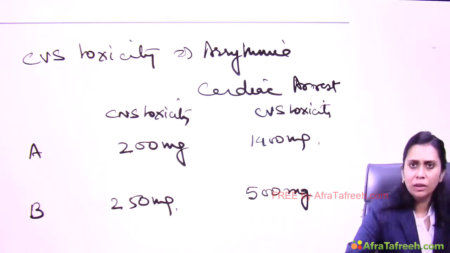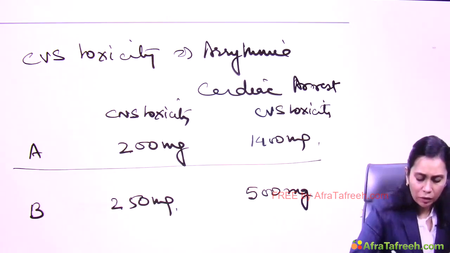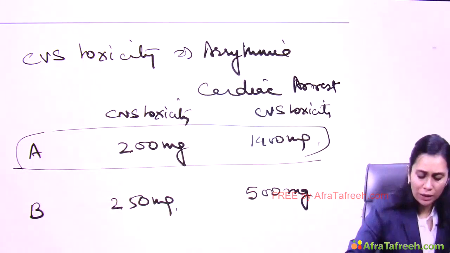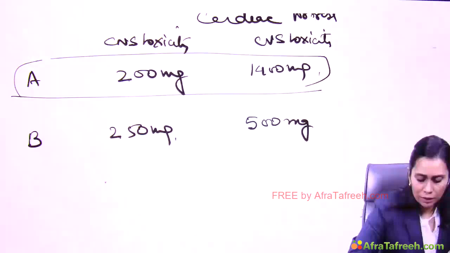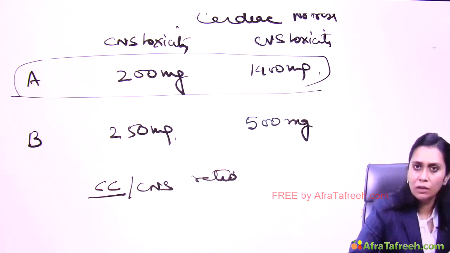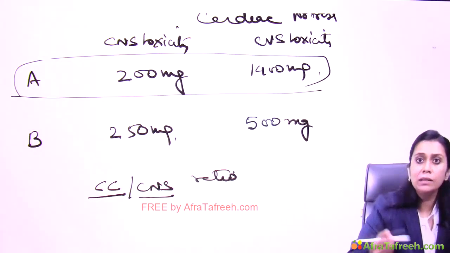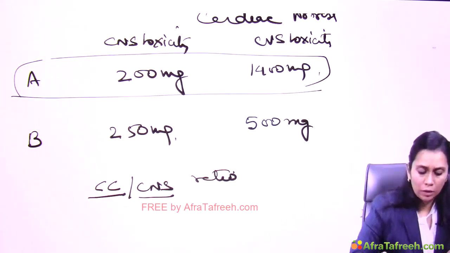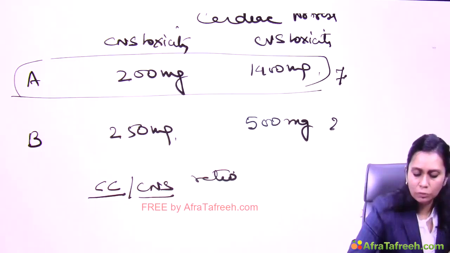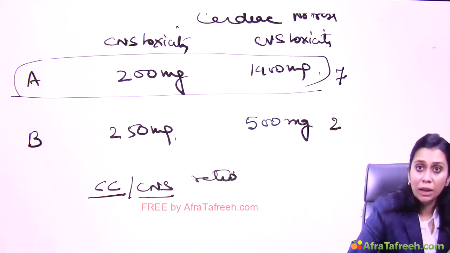Which is the safer drug? Definitely drug A, with a wider margin between CNS and CVS toxicity. For every local anesthetic, the CC/CNS ratio is calculated: the dose at which it causes cardiovascular toxicity over the dose at which it causes CNS toxicity. The higher the CC/CNS ratio, the safer the drug. So for A, this ratio is 7 and for B, this ratio is 2. So definitely A is a better drug.